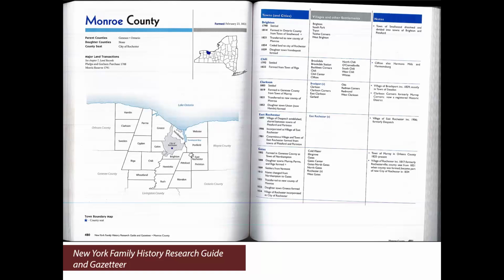Another gazetteer that was done recently is the New York Family History Research Guide and Gazetteer. And this is a tremendous piece of scholarship for the region of New York, giving you the particular maps, as well as the towns and cities, villages, and particular notes that will aid you in your research as you traverse the large region of New York City and upstate New York.